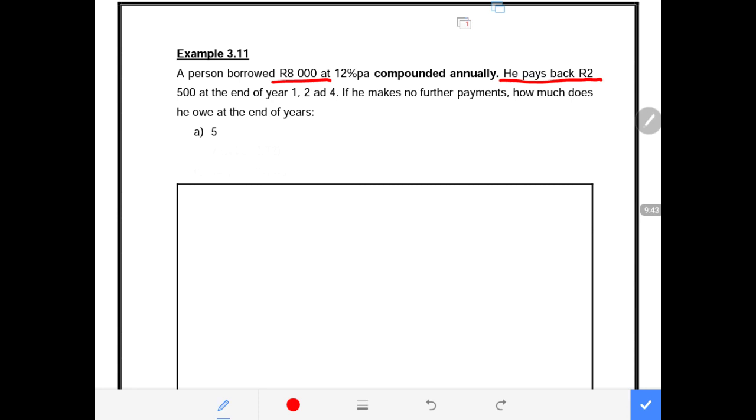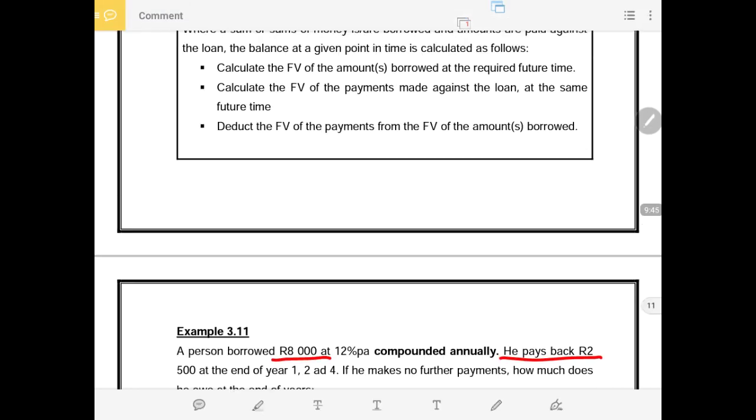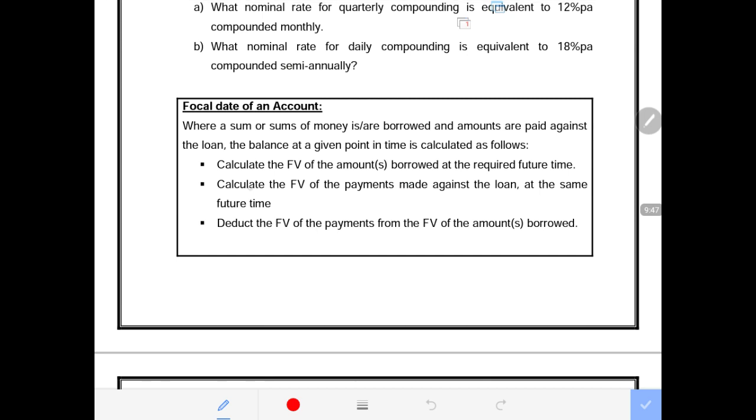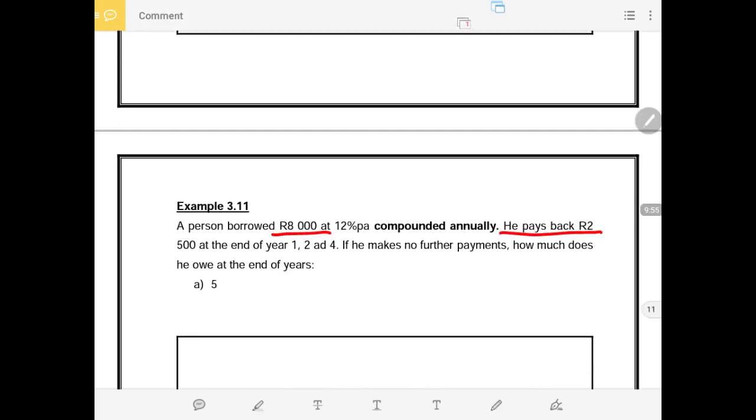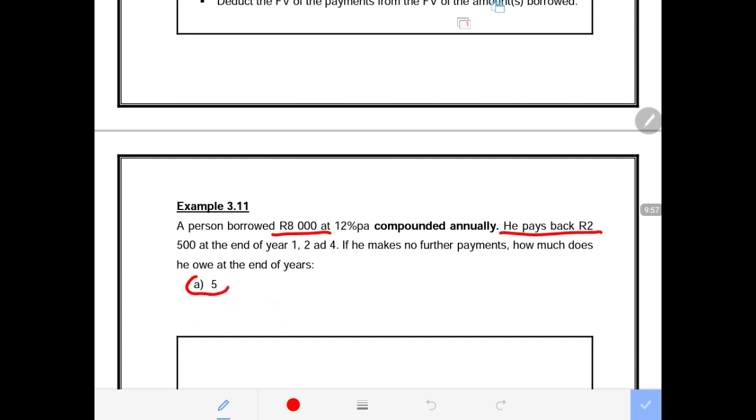Now remember, what do we need? We need the future value of the amounts borrowed at the required time. Now what will be our required time? Our required time will then be 5 years, meaning our focal date will be 5 years.